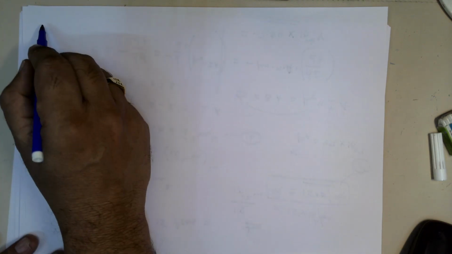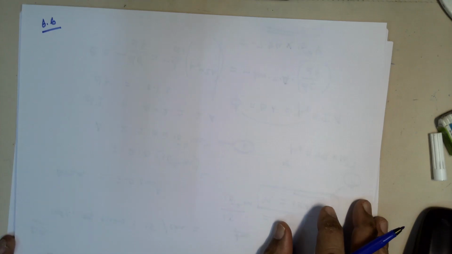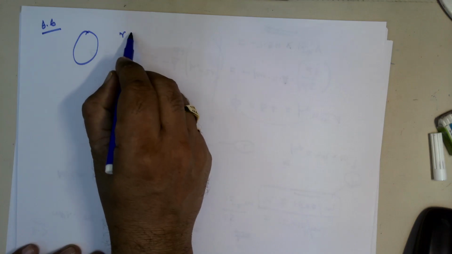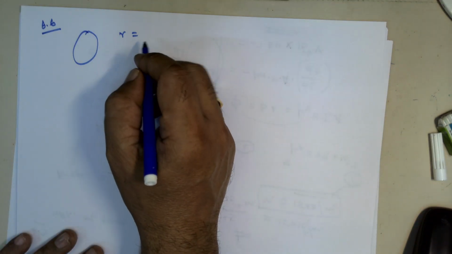Let us discuss question number 6.6. Let me read the question. Please take down. A circular coil of radius... there is a version conflict. Anyway, let me note down this question.